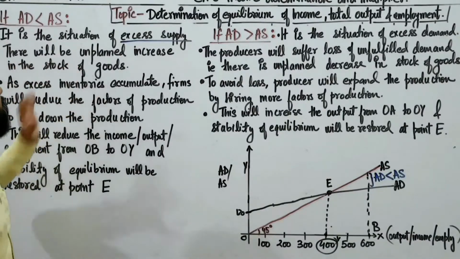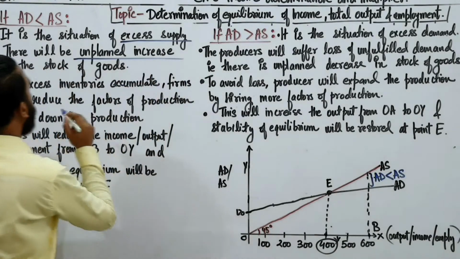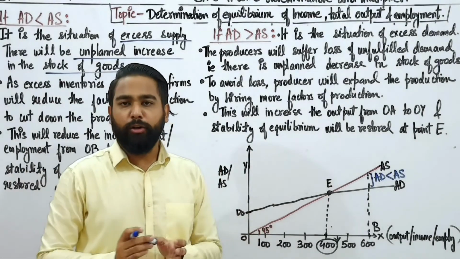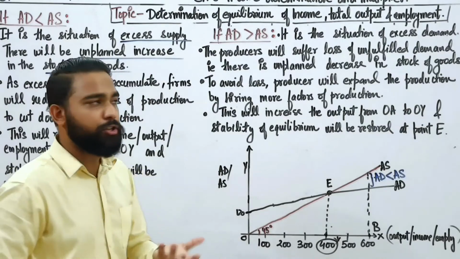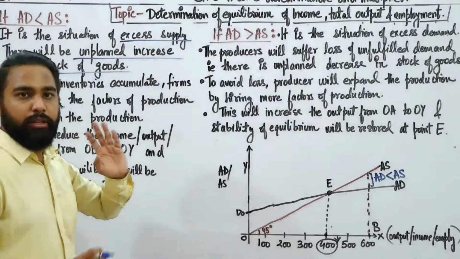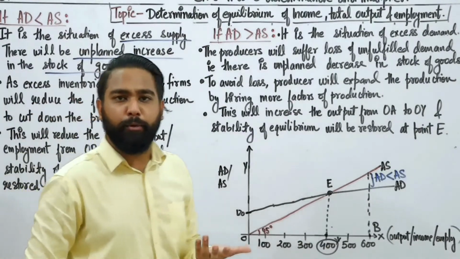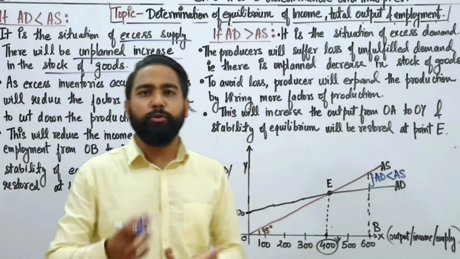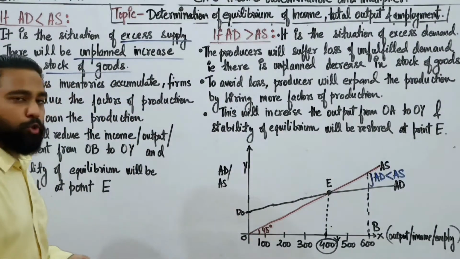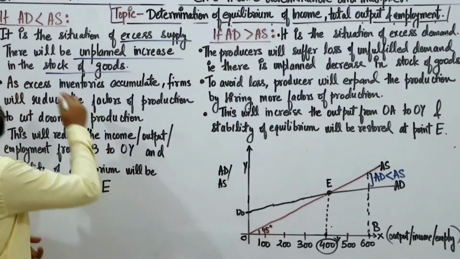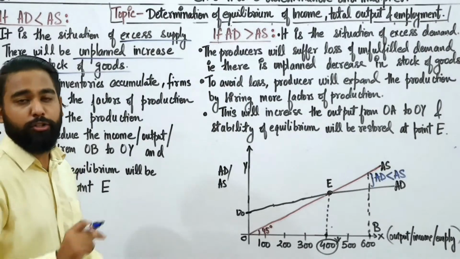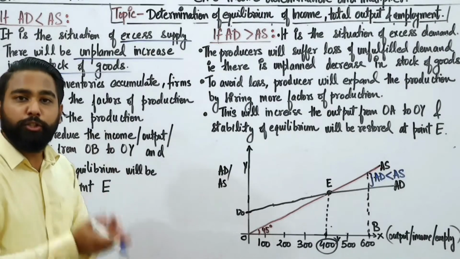Now there will be an unplanned increase in the stock of goods. They haven't planned to increase the production, but there is an unplanned increase in the stock of goods. They have not planned to increase their goods, but due to coincidence, there is a situation where they are producing more and the consumers are demanding less. So there is an unplanned increase in the stock of goods. The producers are having lots of stock of goods.